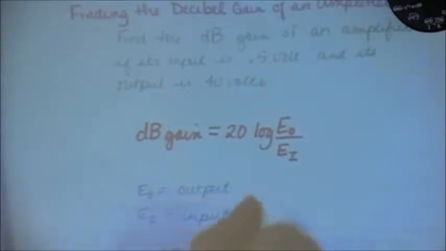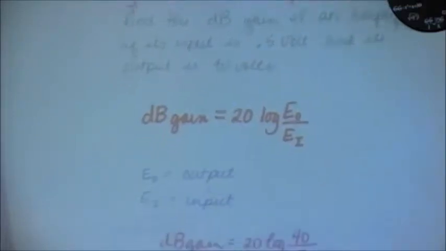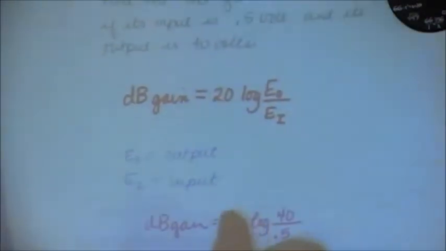So I'm looking for my gain if I have an input of 0.5, so that goes on bottom, and an output of 40. Plug it in. You can just plug it into your calculator. I don't think it's going to ask you for an exact answer. If it did, that would be 20 log 80. But I think you'll just plug it into your calculator, and just be careful of how many decimal places it asks for.